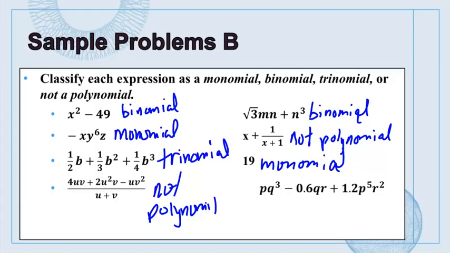This next one is not a polynomial because it's division by a variable. Next would be a 1, 2, 3, so this is a trinomial. And the reason why this is a trinomial is because I have groups of constants and variables, so numbers and variables, they're all products of it.